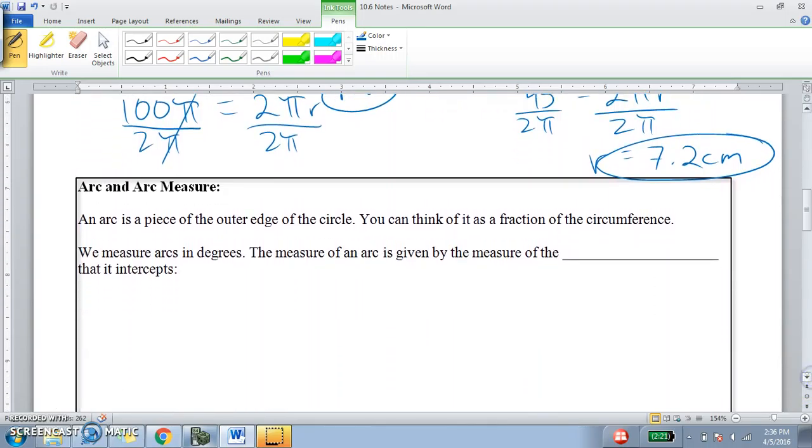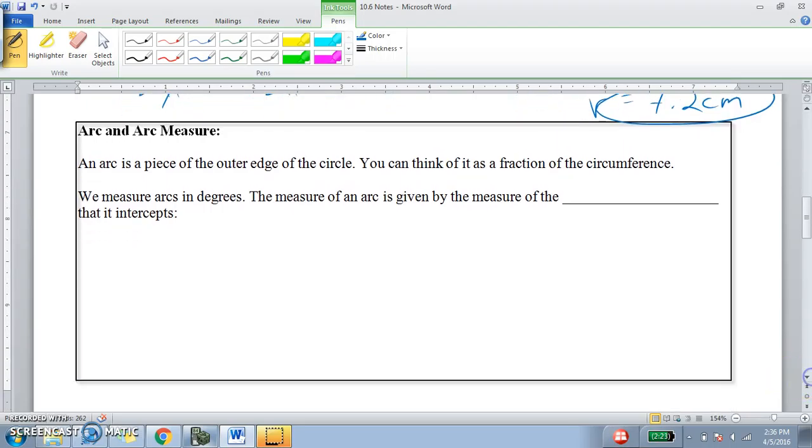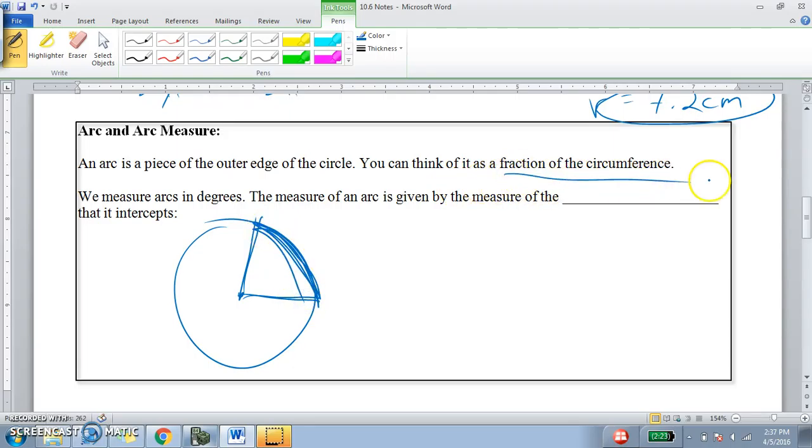Okay, arcs and arc measure. An arc is a piece of a circle. If I take the circle and cut out a chunk of it, an arc is just this length right here. We can think of it as a fraction of the circumference. The circumference is the length all the way around the circle. An arc is if I just take a chunk of the circumference.